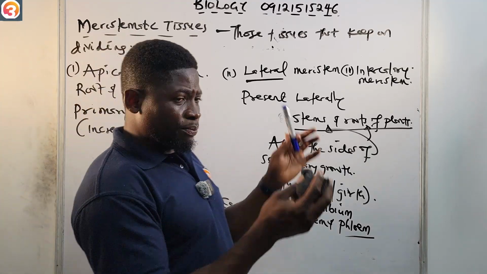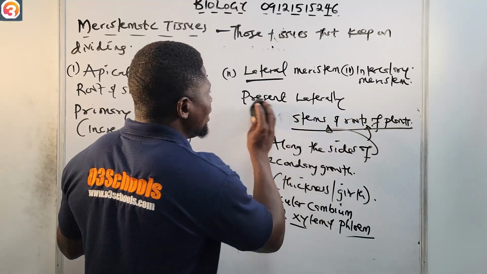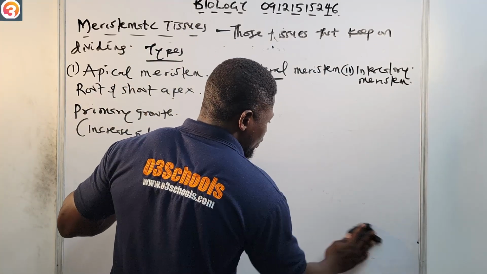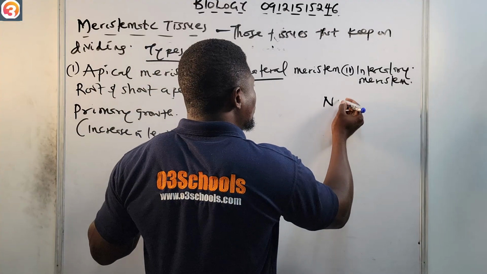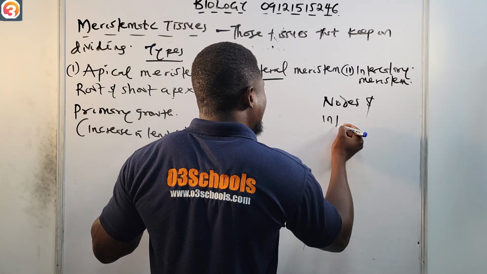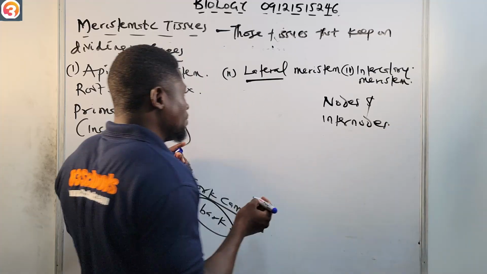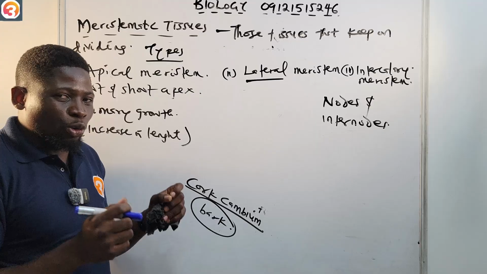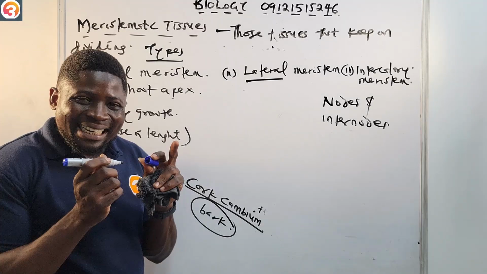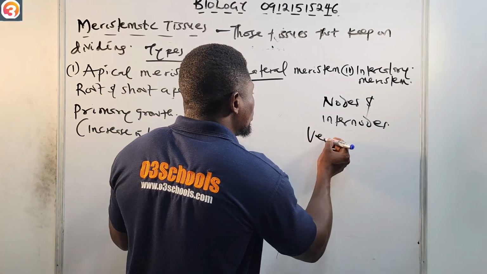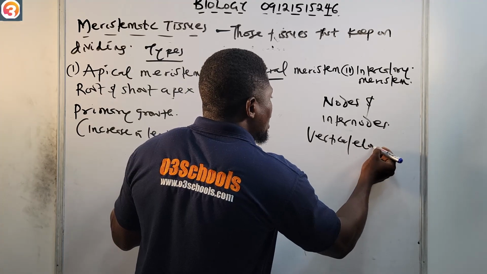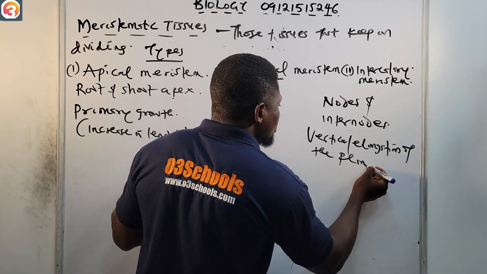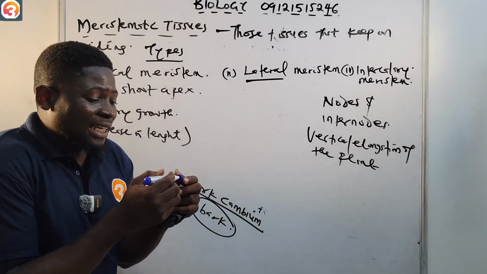Now let us go properly to the intercalary meristem. The intercalary meristem is found at the nodes and internodes. They are located at the nodes and internodes, and they help basically in the vertical elongation of the plant.